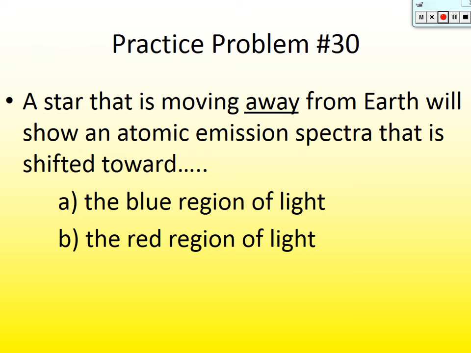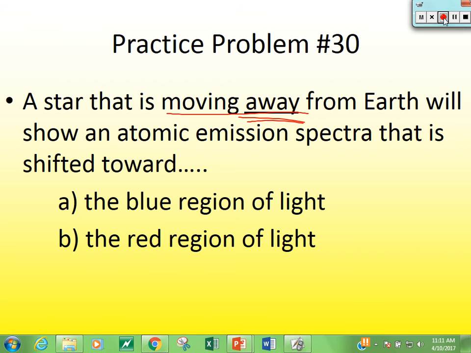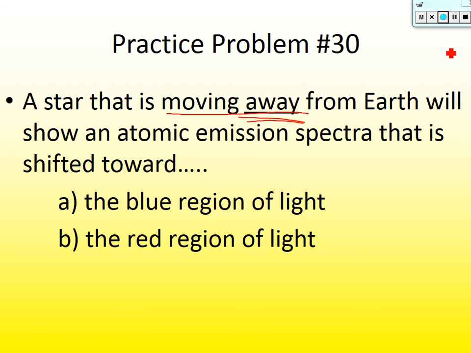Okay, last practice problem, guys. Practice problem number 30 says, a star that is moving away from Earth will show an atomic emission spectra that is shifted towards A or B. Please try that right now and see if you can get this right. Okay, so hopefully you have an answer at this point, but if it's moving away from Earth, according to the Doppler Effect, is it going to be higher or lower frequency? Lower frequency. What color has a lower frequency? Blue or red? Red. So this would be a red shift if it's moving away from us.